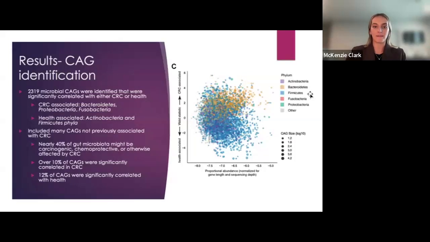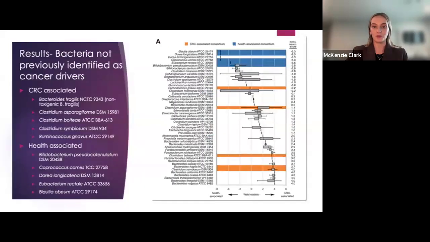They found that nearly 40% of gut microbiota might be carcinogenic, chemoprotective, or otherwise affected by colorectal cancer. More specifically, over 10% of CAGs were significantly correlated in colorectal cancer, and 12% were significantly correlated with health. Comparing this to the traditional taxonomy analysis, only 25 species have previously been correlated with colorectal cancer or health. Because of this new finding, I wanted to include some of the bacteria and their strains for completeness' sake, which were previously not identified as cancer drivers. This list is based on colorectal cancer association scores.